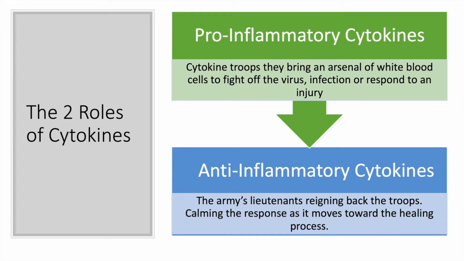There are two roles of cytokines. Start with the pro-inflammatory cytokines. They are like the cytokine troops. They bring in an arsenal of white blood cells to fight off the virus, infection, or respond to an injury. Then we need anti-inflammatory cytokines. They're like the Army's lieutenants. They rein back in the troops and calm the response down as it moves toward the healing process.